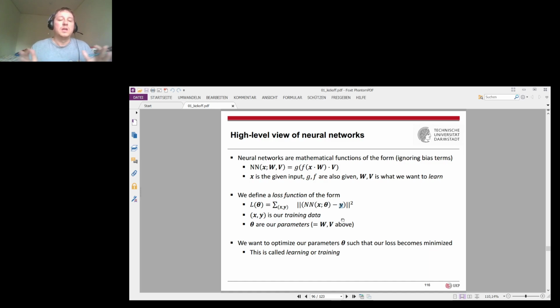So we do not want to deviate much, and this is also given as a sum, as an average over all points. Maybe for one point we can deviate a little bit, but then for the others, we should not deviate. Thetas are our parameters. This is our W and V above, right? This is what we want to modify and adjust in the neural network. And this modification and adjustment of our parameters theta is also called learning or training in machine learning. And this is a term that we will always use during this lecture.